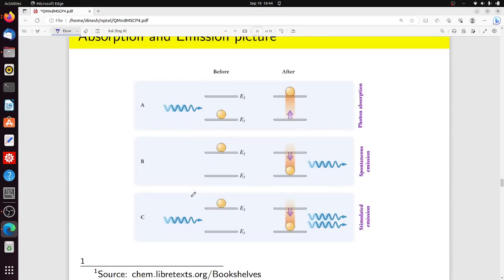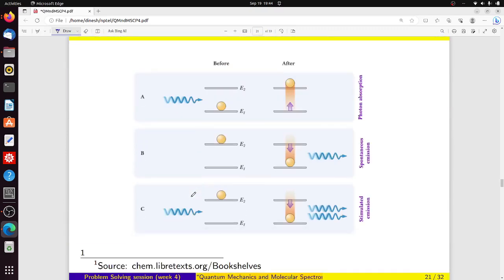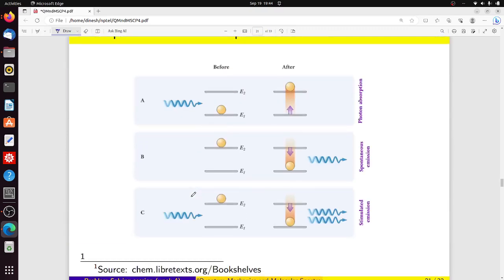Okay, so here I have given some illustration of absorption, spontaneous emission, and stimulated emission. In the first case you can see this is a two level system, and the particle is in the ground state, and there is radiation coming. This particle will absorb this radiation or this photon, then it will jump to the excited state. So this is called photon absorption.